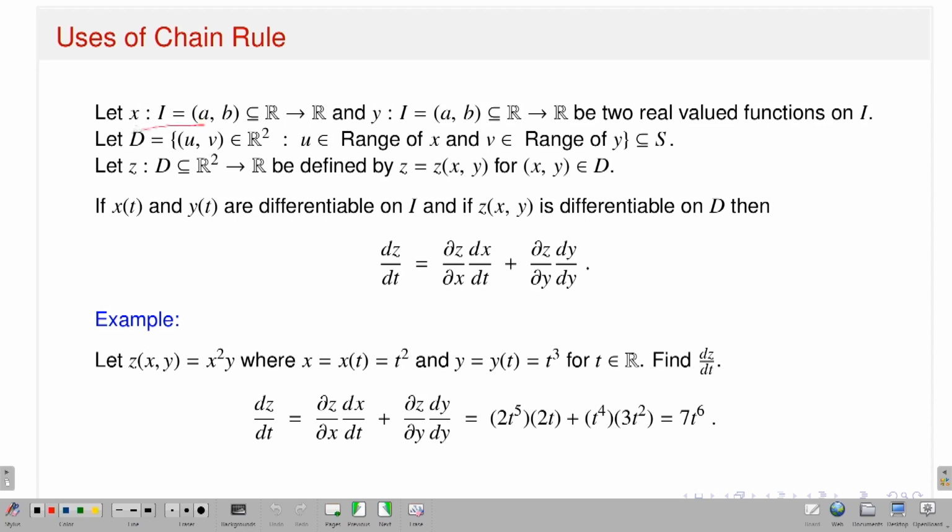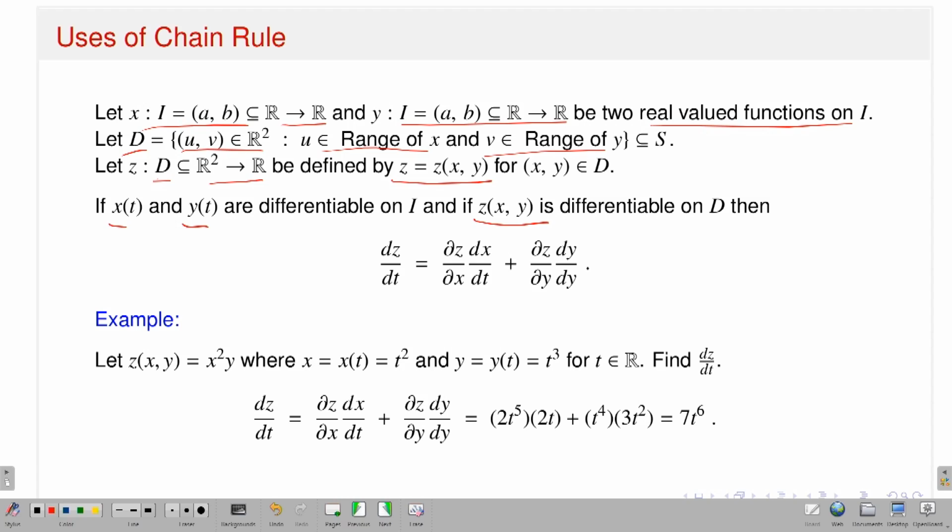So let x be a function from an open interval (a, b) to R, and y a function from the open interval (a, b) to R, say two real valued functions on the open interval (a, b). Then I am considering a set D which is a subset of R2, where u runs over the range of x and v runs over the range of y, and suppose it is contained in the set S. Now let z be a function from the set D, a subset of R2, to R, defined by z equals z of x comma y, where (x, y) runs over D. Now if the functions x and y are differentiable, then the function z is also differentiable in D.